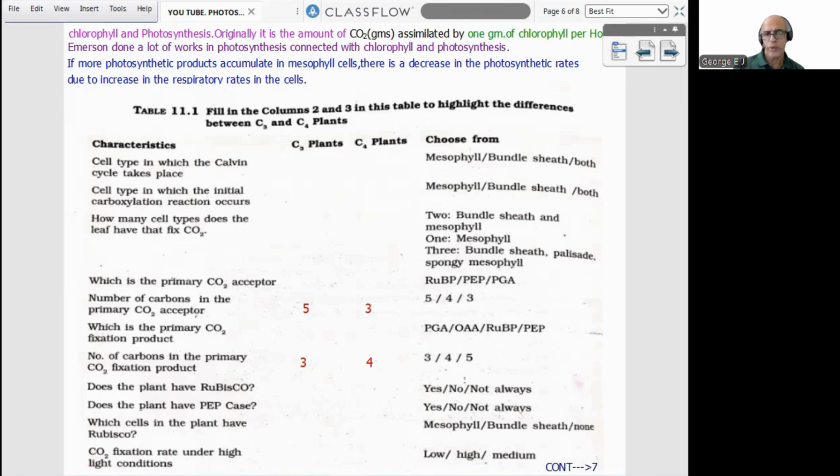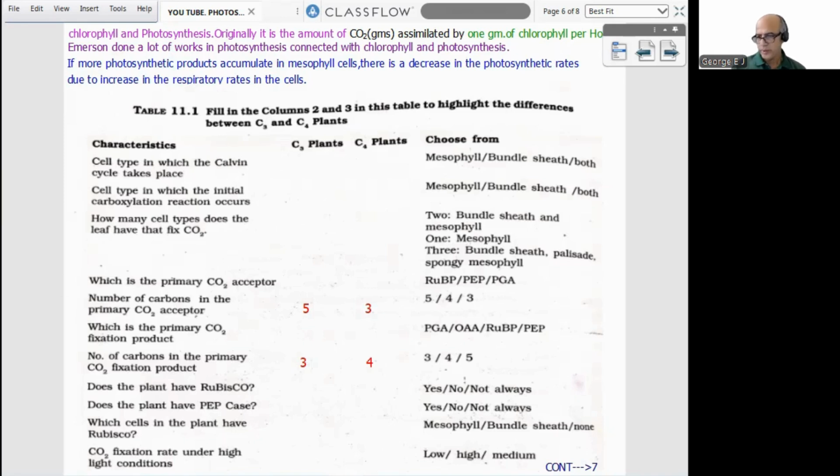Emerson have dropped that aspect, it is not in the syllabus still. Now, if more photosynthetic products accumulate, just imagine, in the mesophyll cell, automatically there is a decrease in the photosynthetic rate due to an increase in the respiratory rate in the cell. So too much accumulation of photosynthetic products in the mesophyll cell will slightly retard the photosynthetic rate.